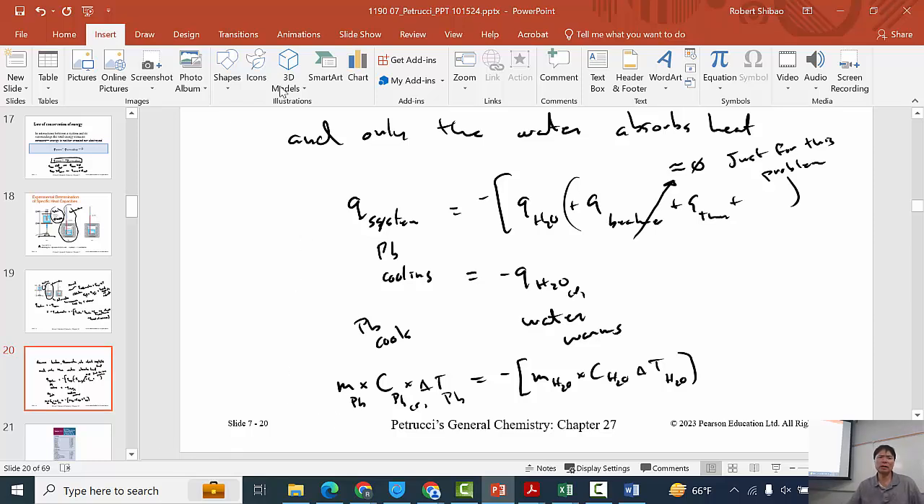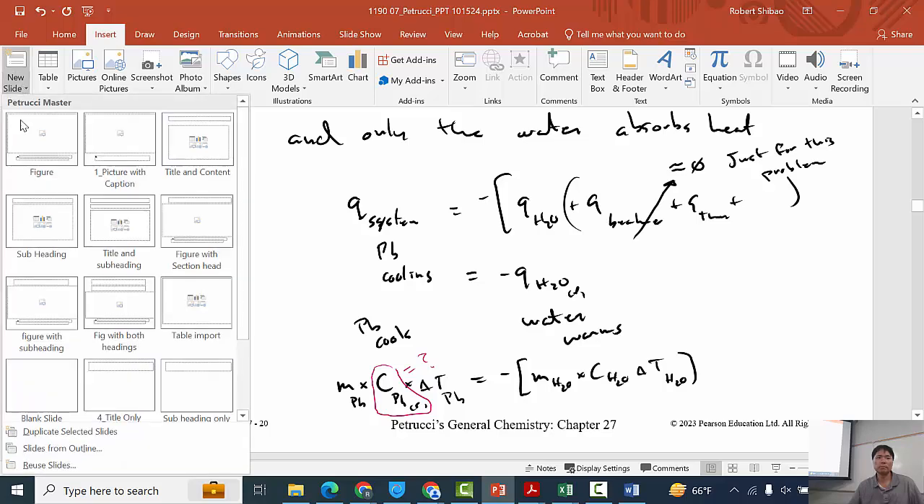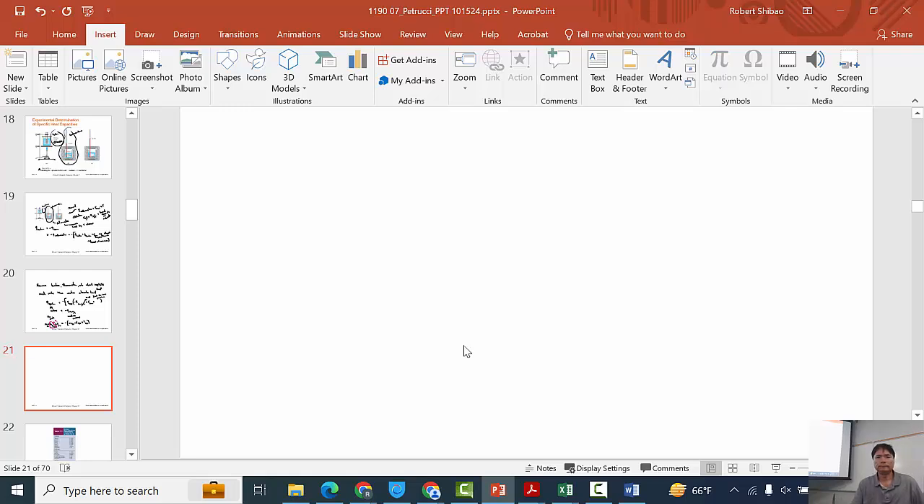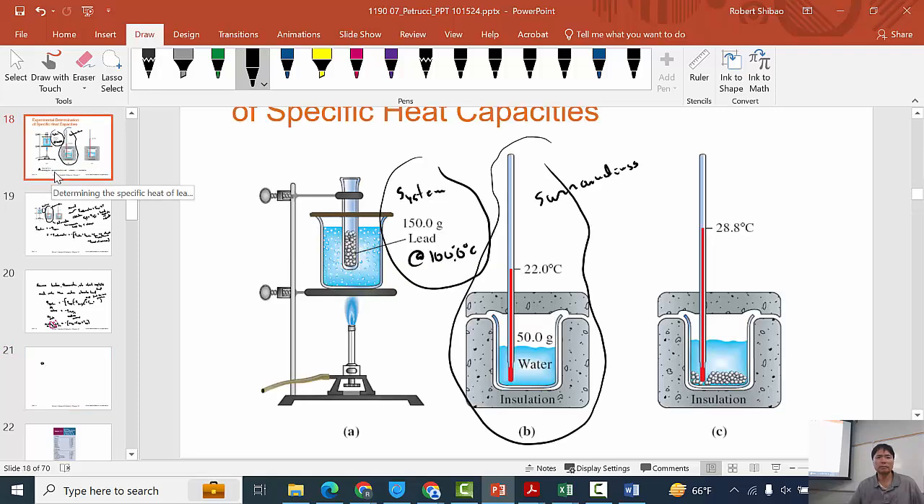And so what we're trying to do, the unknown here, is C. We want to measure the heat capacity of the lead. Everything else is known. So I'm going to just plug in the numbers here. So we had how much lead? 150 grams of lead at 100 degrees C.